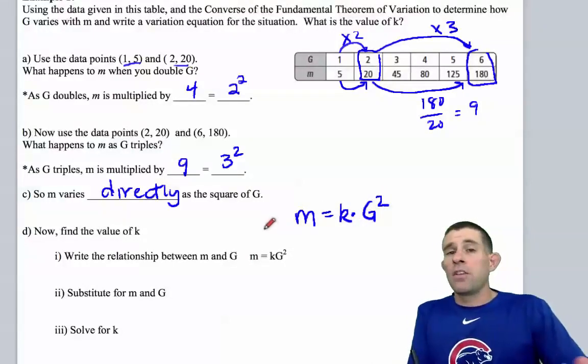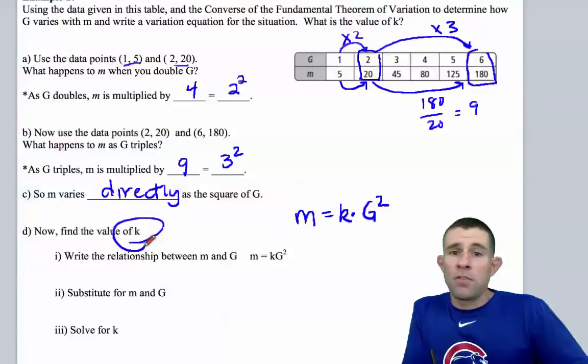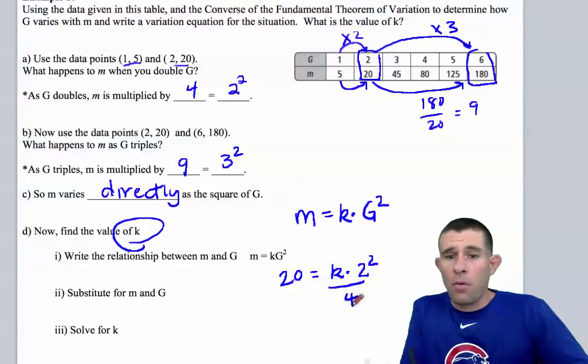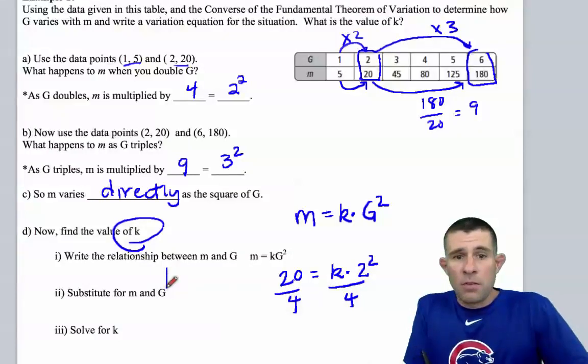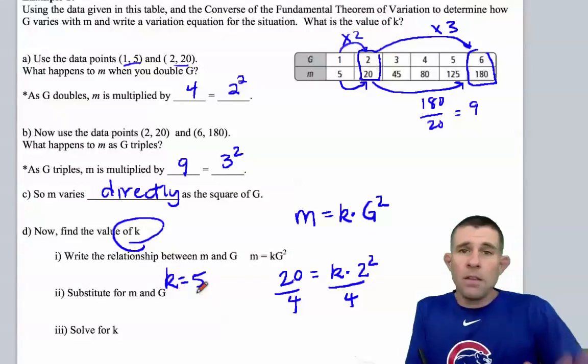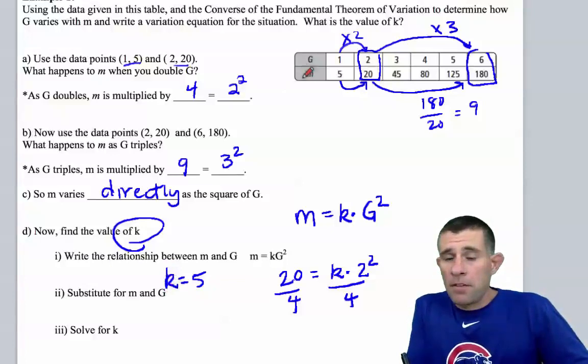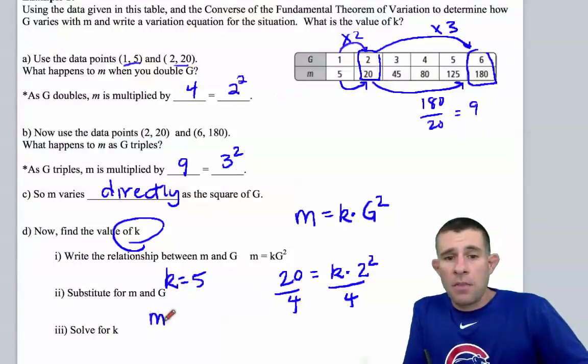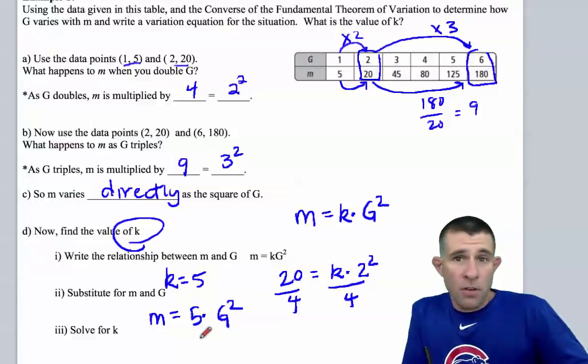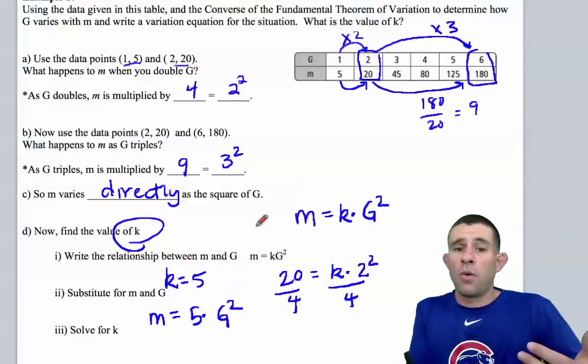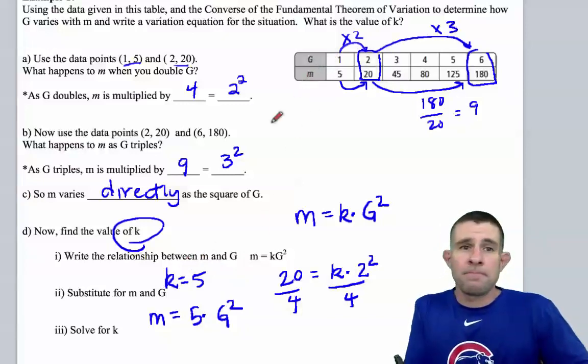Okay, now let's see if we can use our data to find a value of k. Let's simply take one of our data sets. (2, 20) will work. So we're going to substitute in 20 for M, k times 2 squared. Well, 2 squared is 4, so I need to divide both sides by 4. And my value for k is going to be equal to 5. And therefore, my direct variation equation that models this data should read as such: M equals 5 times G squared. And now I can use that variation equation to predict other values for M when I know G.